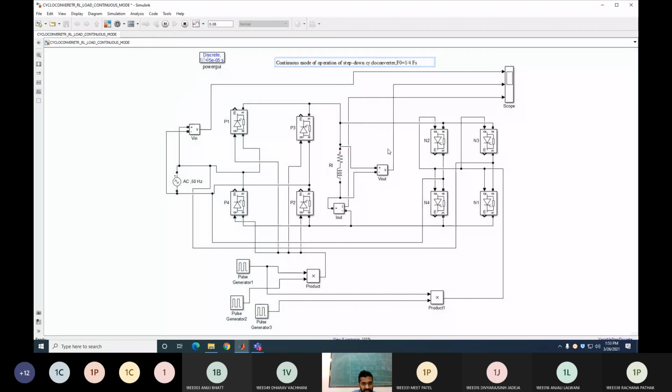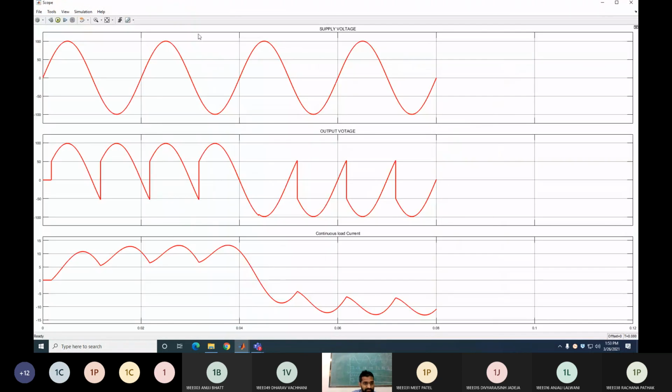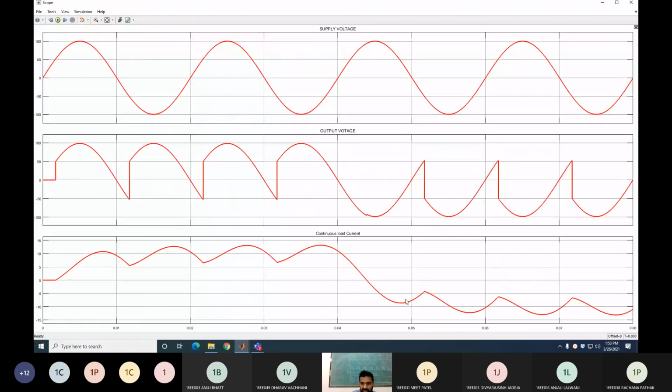Let's again check the simulation. This is the answer. So I hope all of you understand this step down cycloconverter for different conditions. Is there a doubt to anyone? So here I stop this lab session, if you have no doubts.